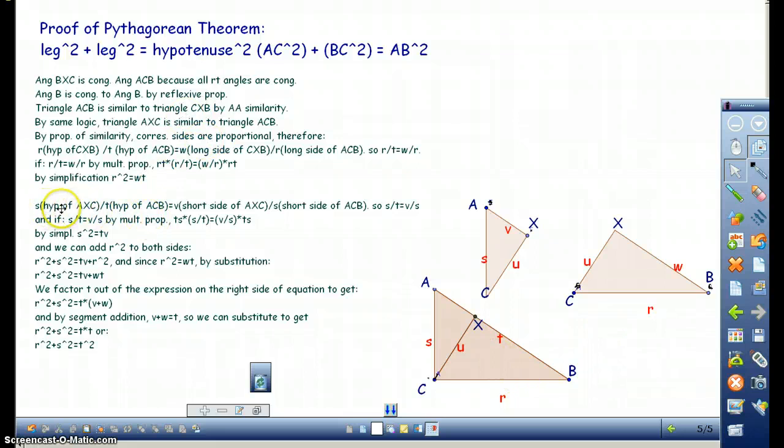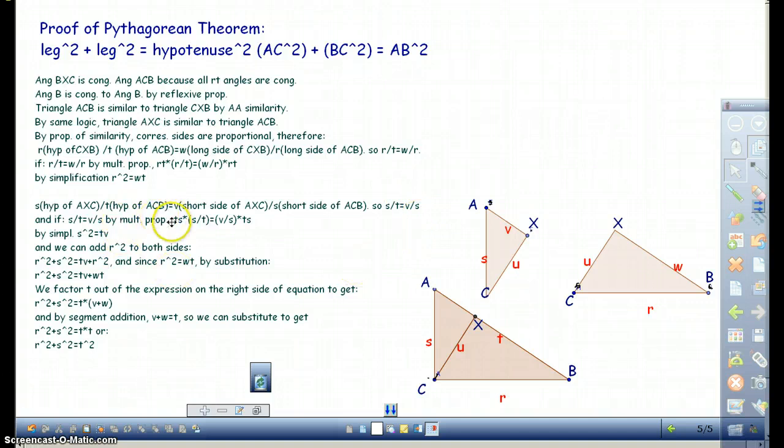Okay, now we come over here to this triangle and the other triangle. So we're looking at AXC and ACB. So let's take the hypotenuse of AXC, which is S, and put it over the hypotenuse of ACB, which is T. So we have S over T. And we know that that's going to be equal to, we take here the short side, which is this measure right here, V, over the short side here, which is S. So we end up with S over T, hypotenuse over hypotenuse, is equal to V over S, short side over short side.